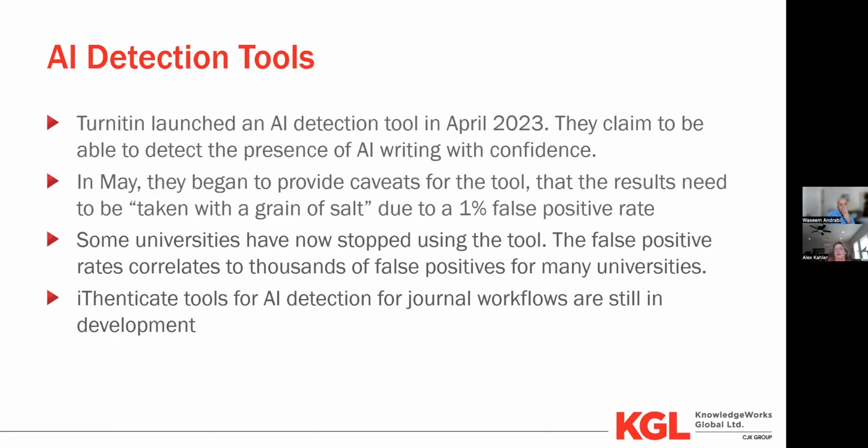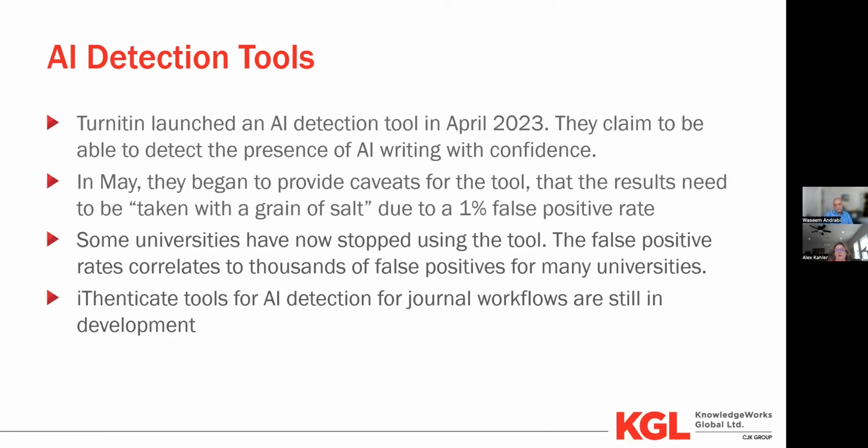Turnitin has a tool which is being widely used right now. They launched their AI detection tool in April 2023. And Turnitin is the company that owns Authenticate. Turnitin is directed at the educational audience, for students in high school and colleges and universities, whereas Authenticate is aimed towards scholarly publishing. Turnitin claims to be able to detect the presence of AI writing with confidence.